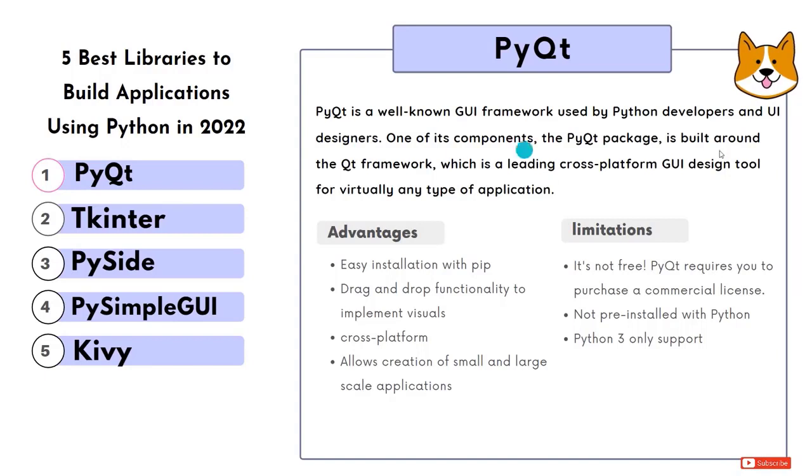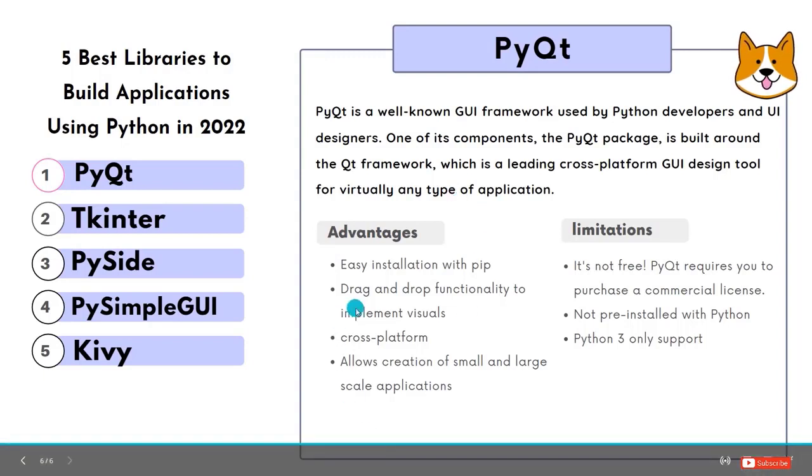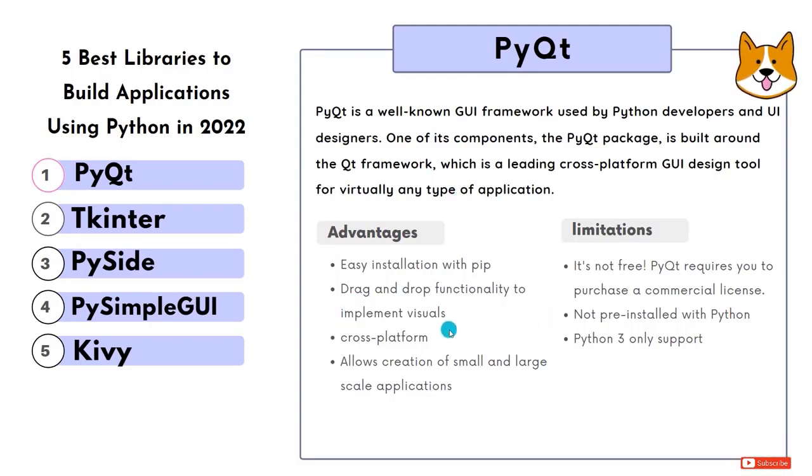Okay, I know what you guys are thinking right now. What is this Qt framework in PyQt? Well, the Qt framework has drag and drop functionality to implement visuals. You just have to drag and drop those widgets which are already built in by this PyQt GUI framework. This Qt framework is responsible for that. As a developer, you'll just go there, drag and drop those widgets, configure them according to your interface, and that's it.